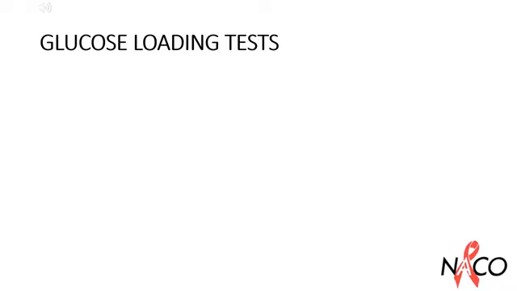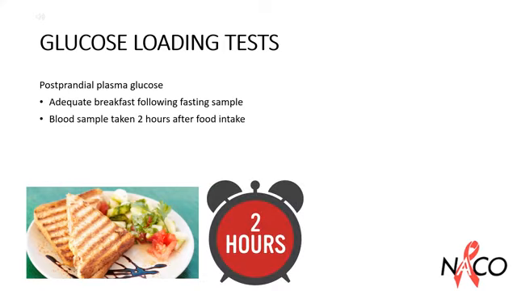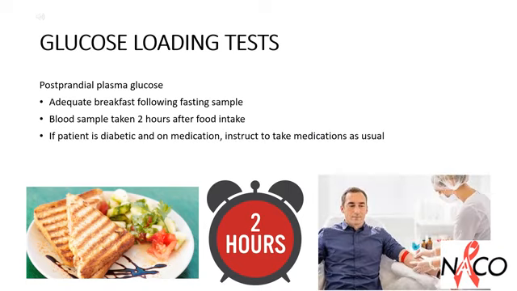Glucose loading tests include postprandial plasma glucose test and glucose tolerance test, also known as GTT. For postprandial plasma glucose estimation, an adequate breakfast is to be eaten after collection of the fasting sample. Blood specimen is collected 2 hours after food intake. If the patient is diabetic and is on medication, he or she should be instructed to take the medicines as usual.